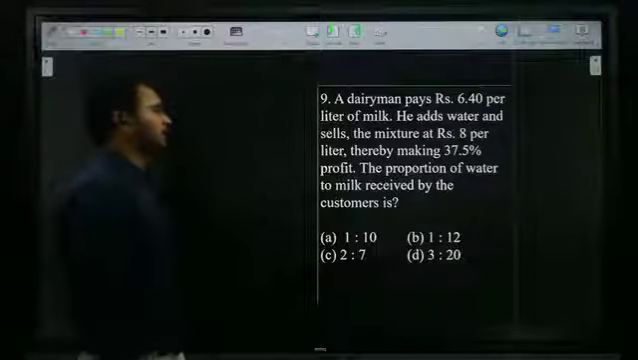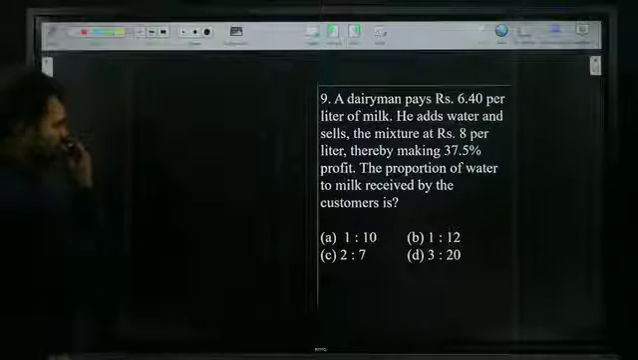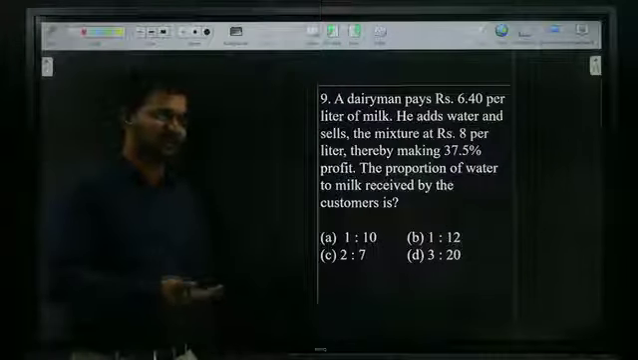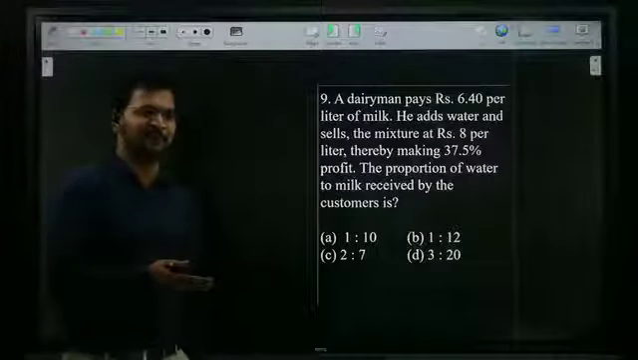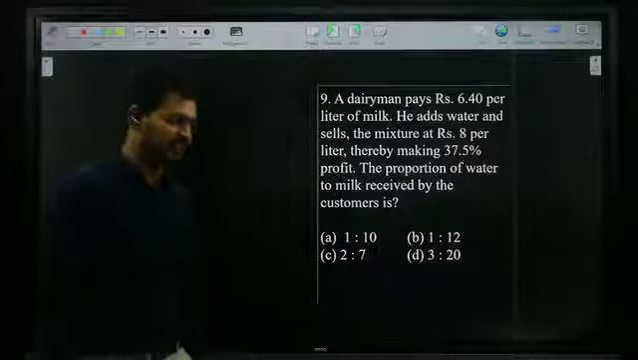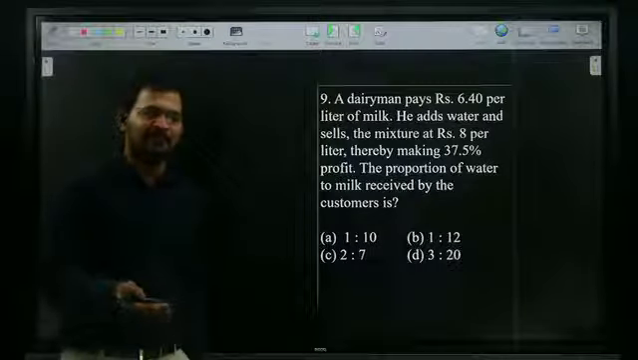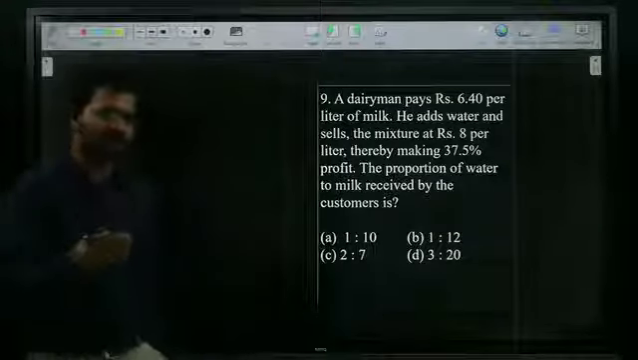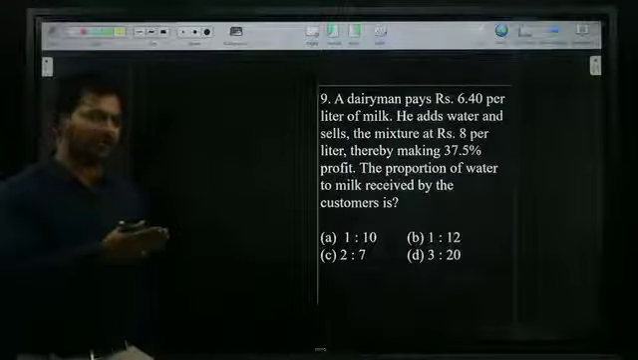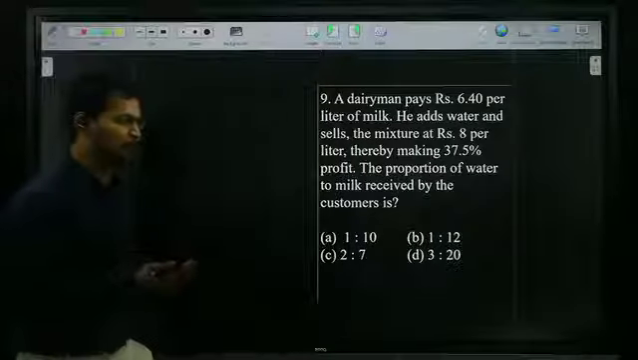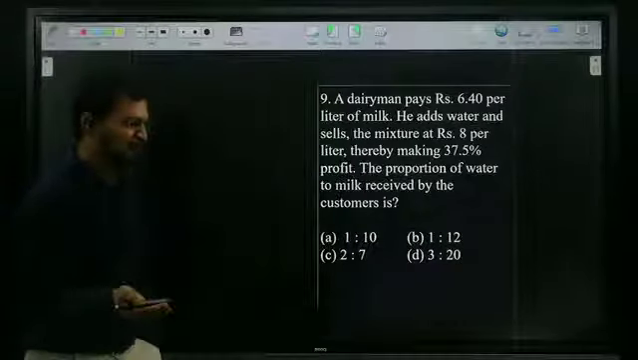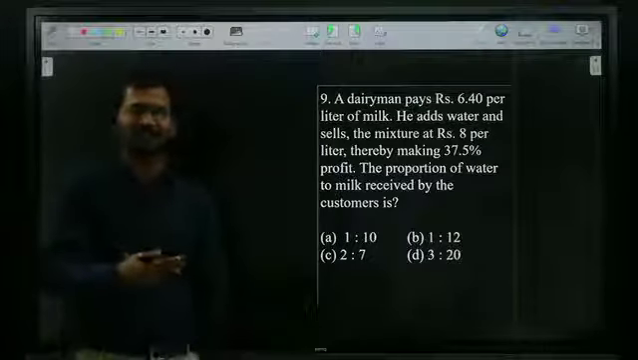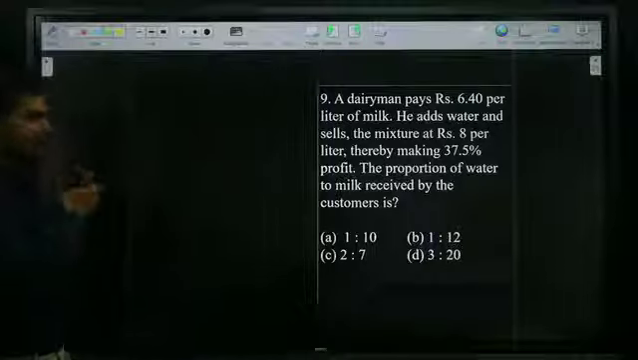A dairyman pays 6.40 rupees per liter of milk. If you practice, Karthikeyan, the first time you feel it is tough. If you practice more number of times, then definitely you will feel it is very easy. For the first time, it's not that easy to understand. If you practice many times, then you can get more idea. It's not possible to get this in a single day, if you have the patience to learn this subject. Look at me, Karthikeyan.